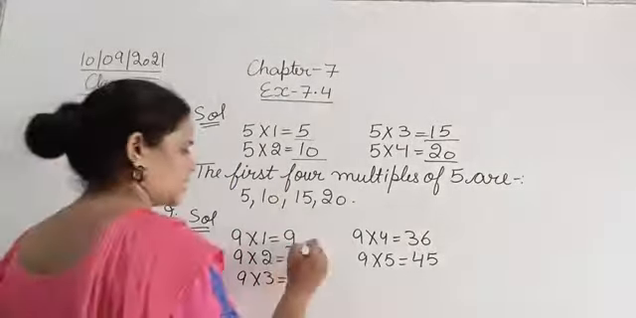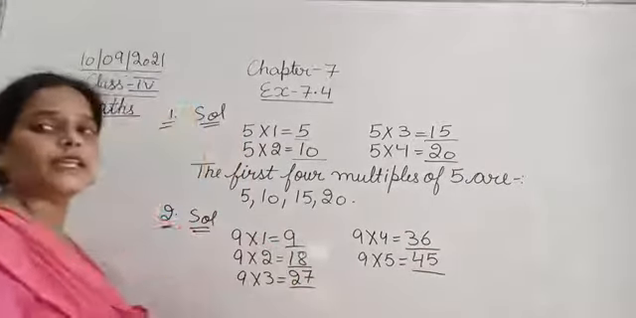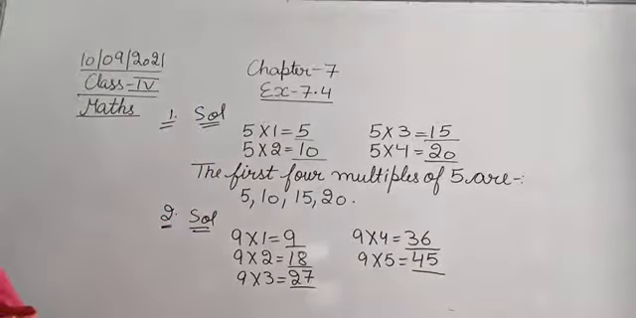Okay, so these are 9, 18, 27, 36 and 45. These are the first 5 multiples of 9.